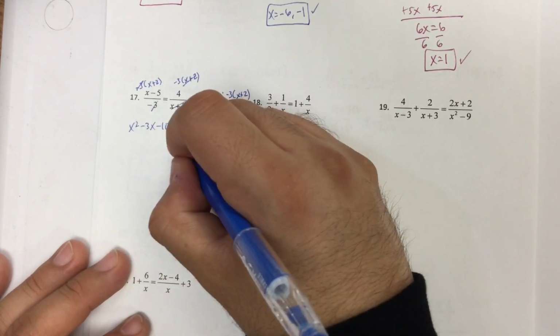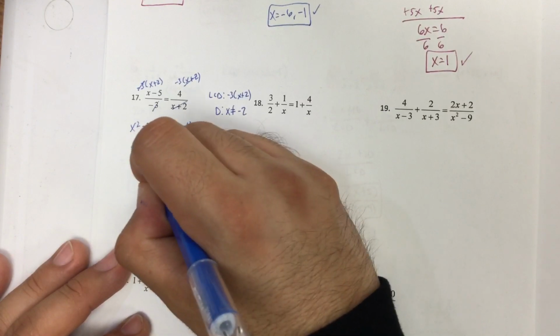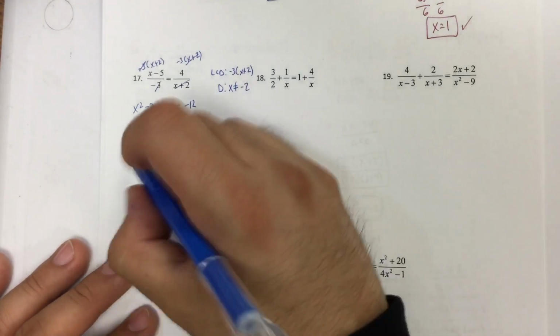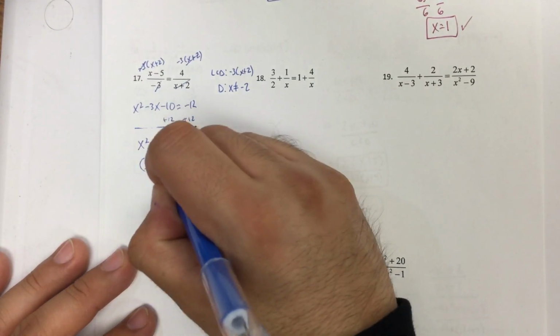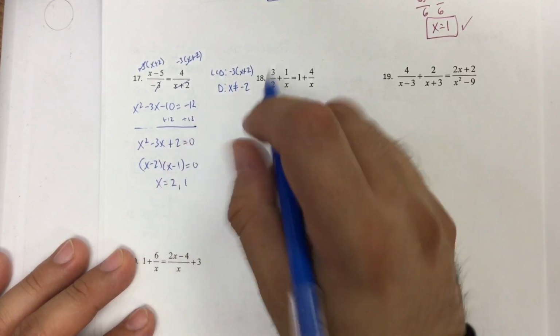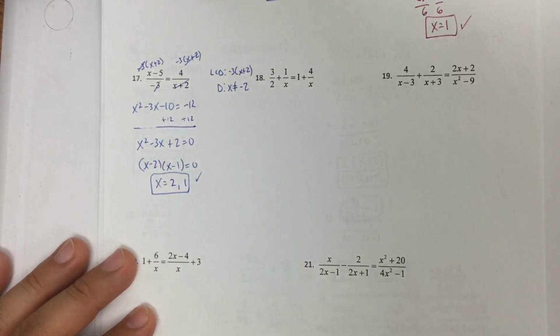Bring this over so that it's set equal to 0. So x squared minus 3x plus 2 equals 0. Factor this. x minus 2, x minus 1 equals 0. Solutions, x equals 2 and 1. x cannot equal negative 2, so both answers are good.